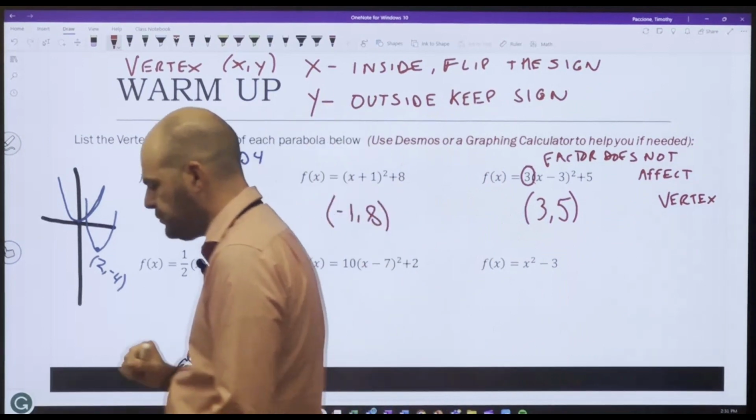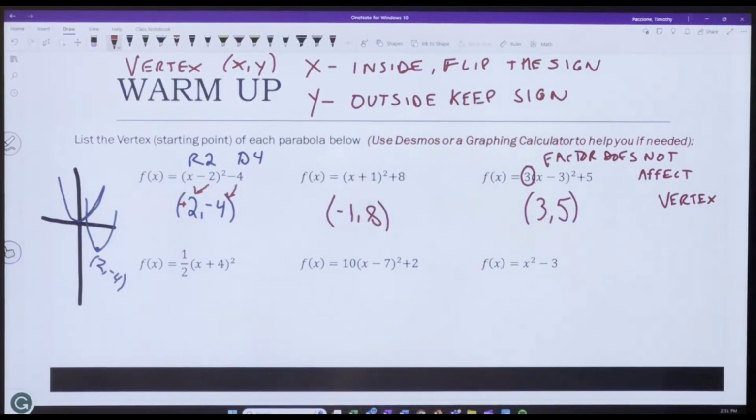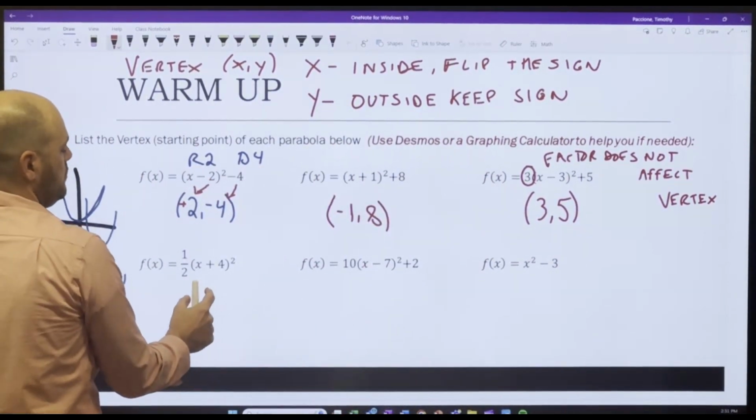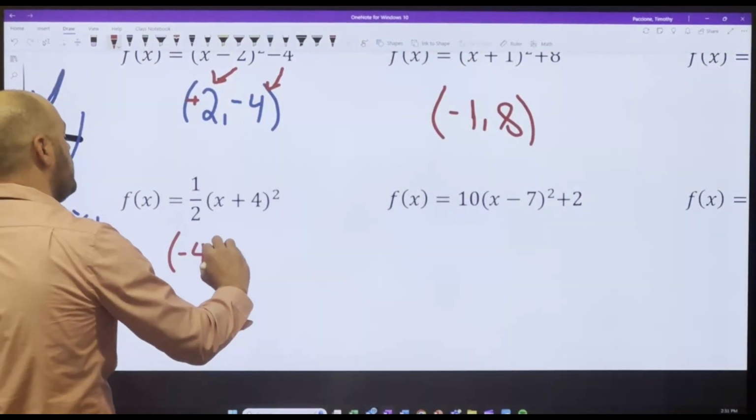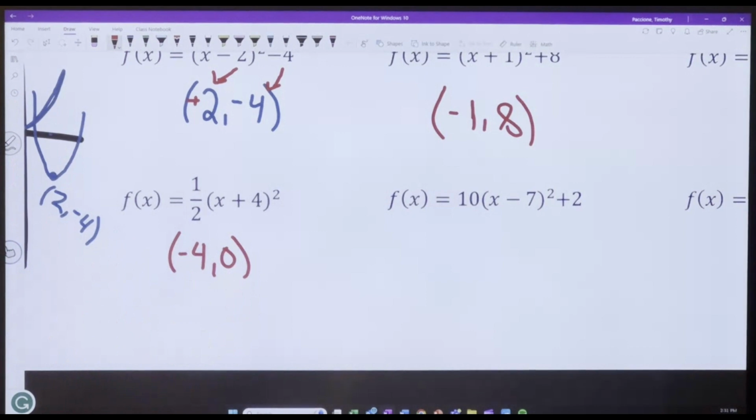Okay, so what about this one, though? -4, 0. I'm confused. Where'd you get 0 from? Talk to me in terms of right and left, and then talk to me in up and down, and then talk to me in terms of the vertex form of this function that we just talked about. Pick one. Go ahead.